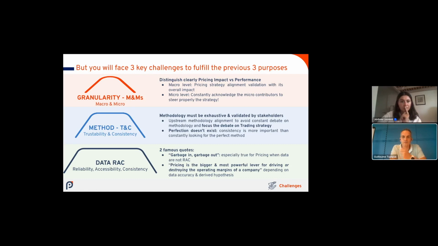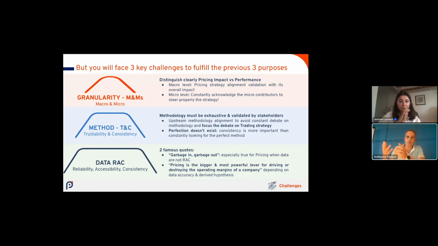The second one is related to the methodology, on which we are going to deep dive in a second. With methodology, the key concept is to be able to trust it and to be consistent with it. As we previously said, pricing is so transversal that it needs to be trusted by everyone in the company. Then it's absolutely crucial to be exhaustive in the KPIs that are measured within this methodology, as well as to ensure that all the stakeholders are aligned with and validate the way we are measuring it.